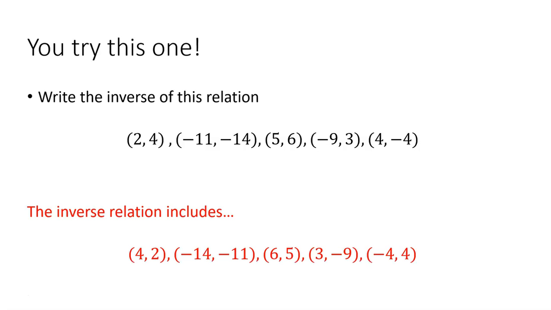This is the inverse relation with all the ordered pairs. What was (2, 4) is now (4, 2). What was (-11, -14) is now (-14, -11), etc. All the x and y values have been inverted. That's an inverse relation.